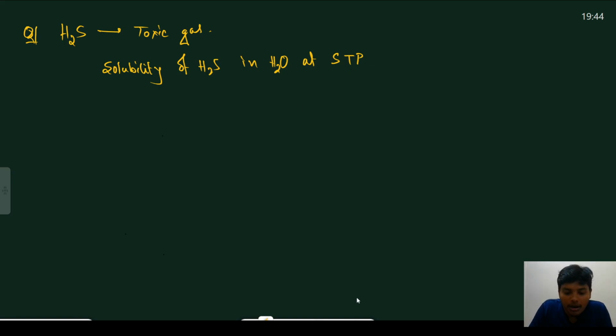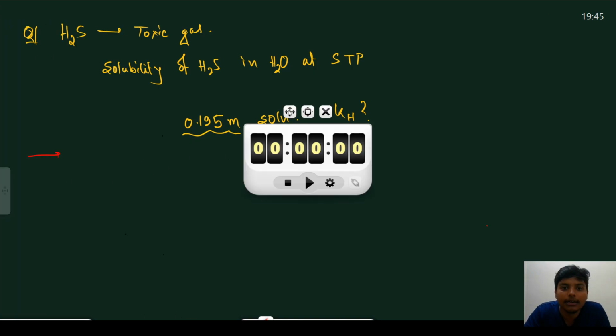The solubility is given as 0.195 molar solution. Clear? So the solubility of H2S in water at STP is given as 0.195 molar. You have to find out the value of KH. Go ahead, I'm giving you five minutes.